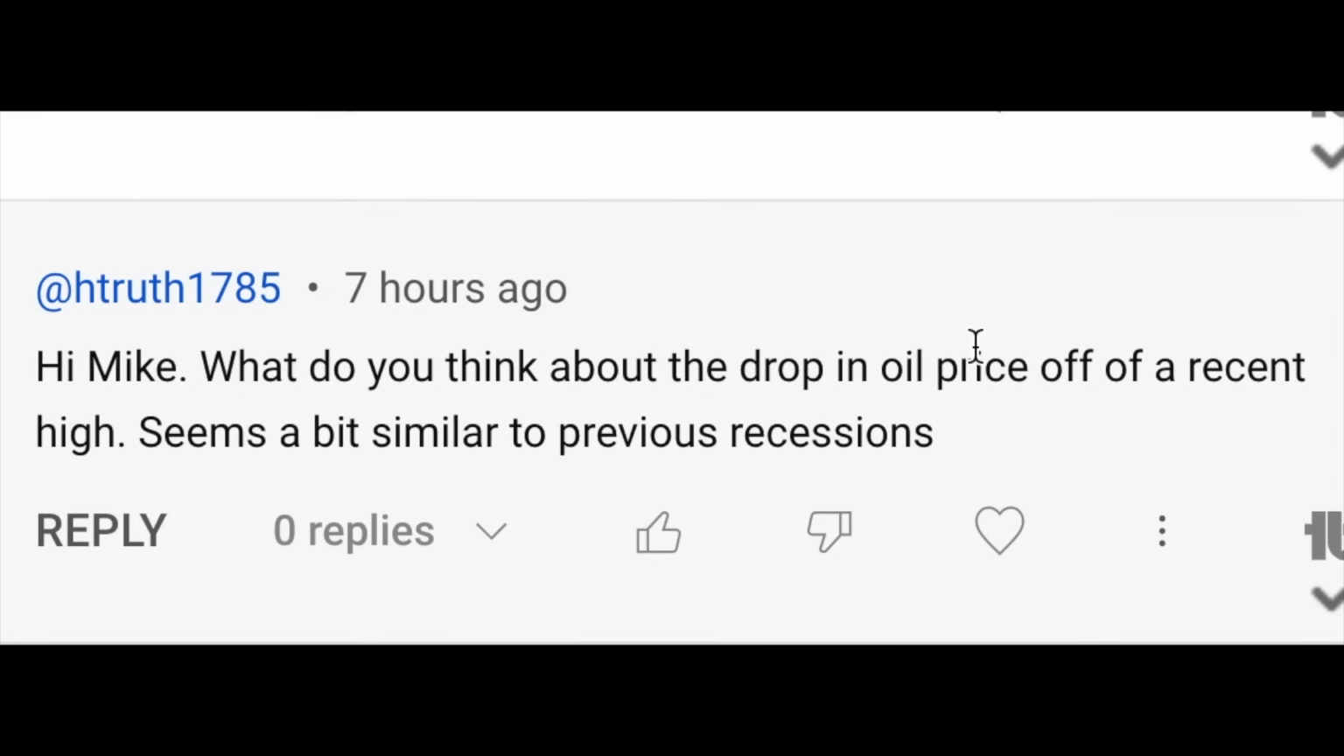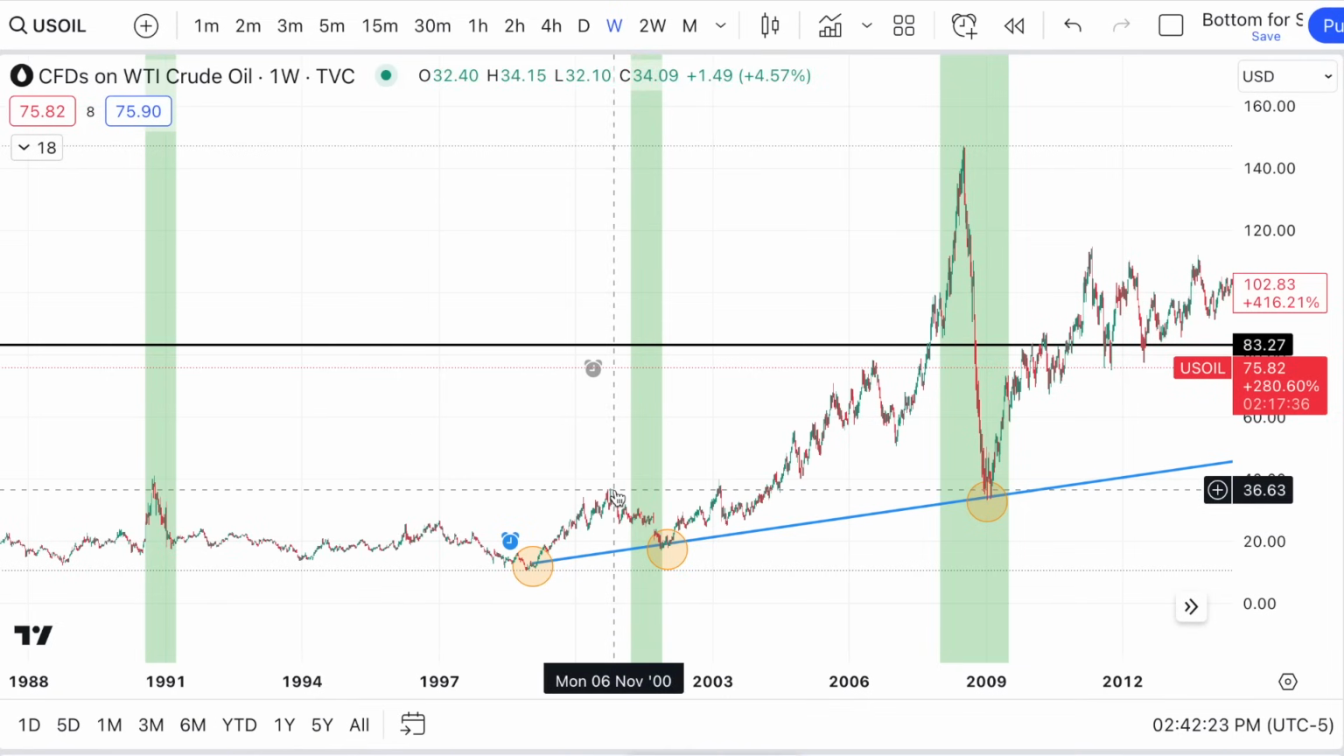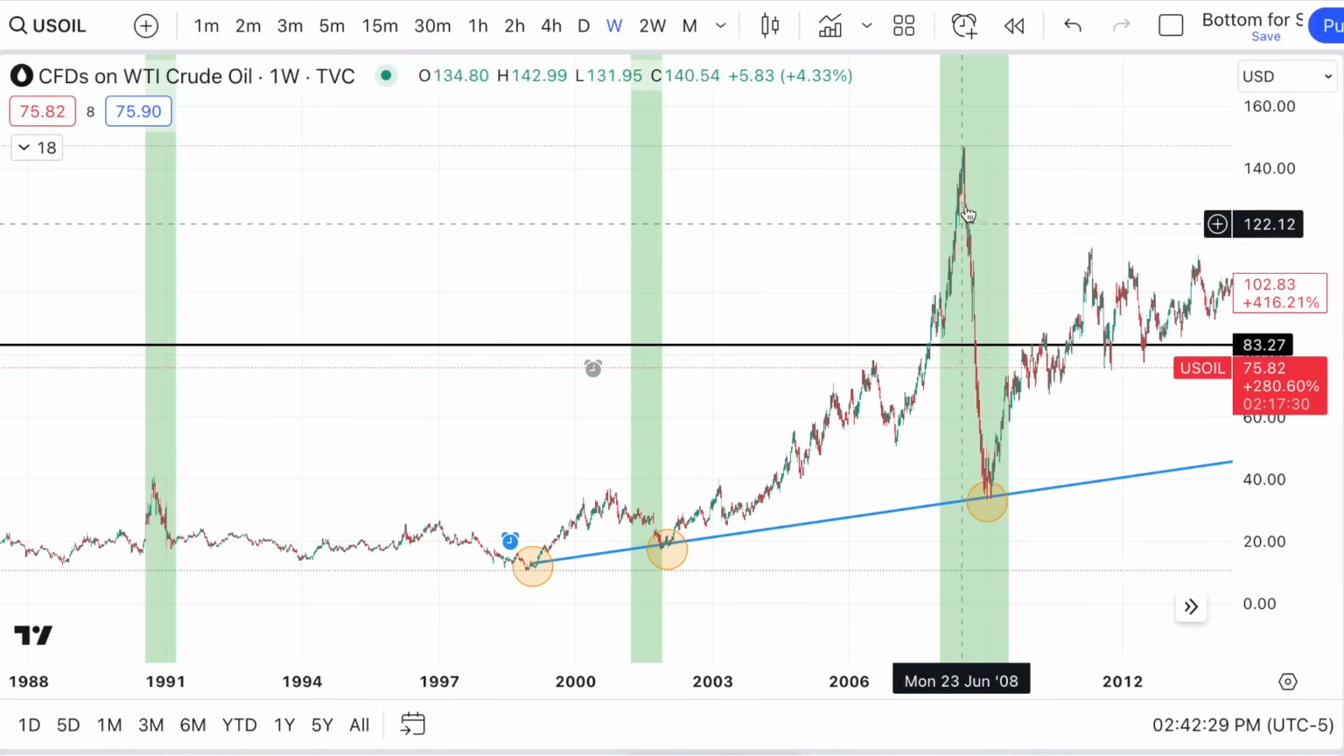All right, so next one right here. Hi, Mike. What do you think about the drop in oil prices off a recent high? Seems a bit similar to previous recessions. This is going to blow your mind. That's actually not true. And I haven't even ever looked at this until you asked me that question. But look at this. These recessions right here, I think 3 of the last 4, whatever it was, oil actually spiked going into the recessions.